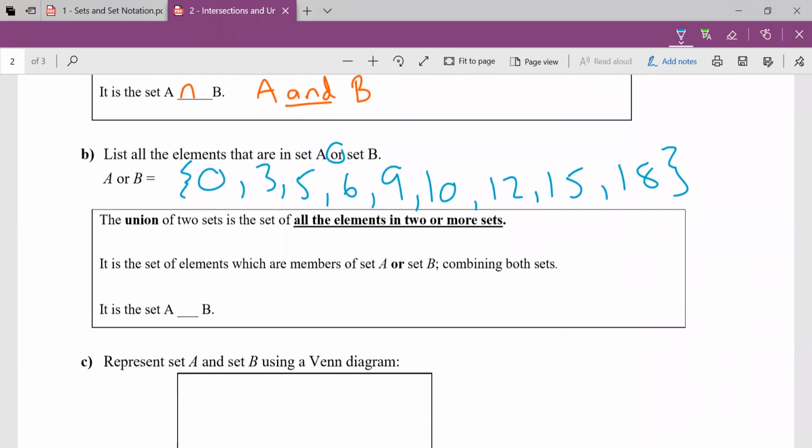This is again known as the union. It's the set of elements which are members of set A or B. We're really combining these sets. The symbol for this, conveniently enough, is U for union. And again, this is the same as writing it this way, A or B.